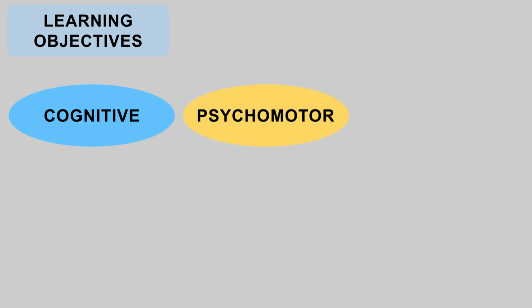The learning objectives can be classified into three categories which can be combined, particularly in the drafting of educational objectives. 1. Cognitive, that is knowledge. 2. Psychomotor, that is skills. 3. Socio-affective, that is attitudes.